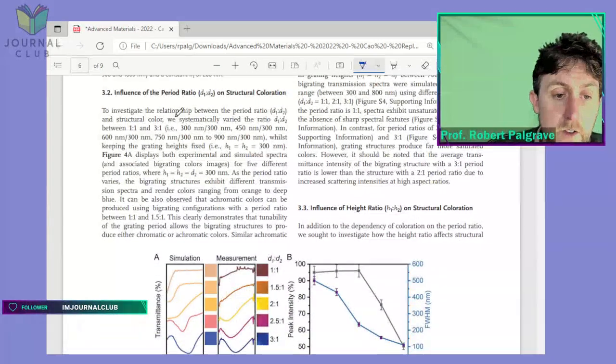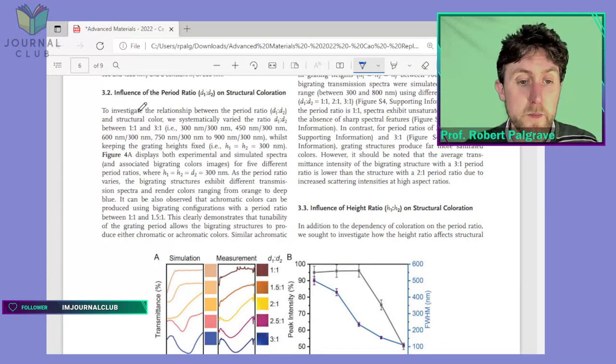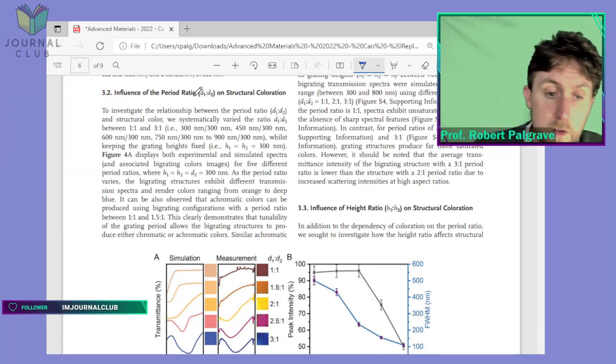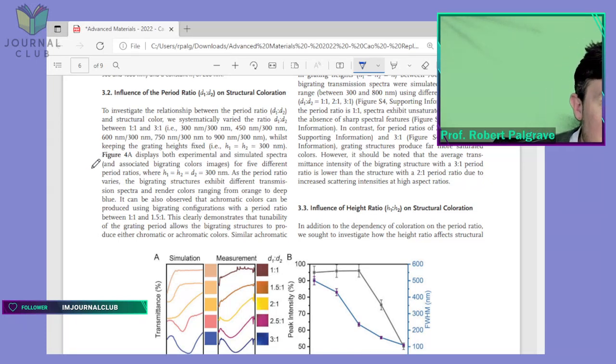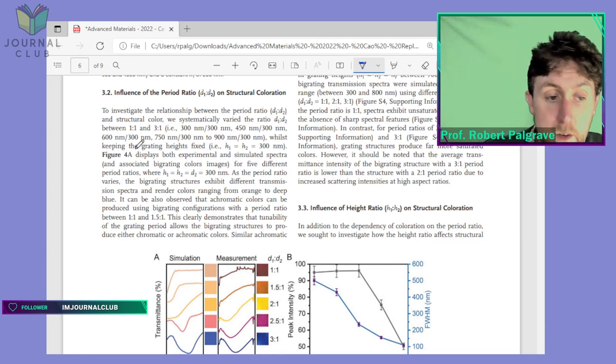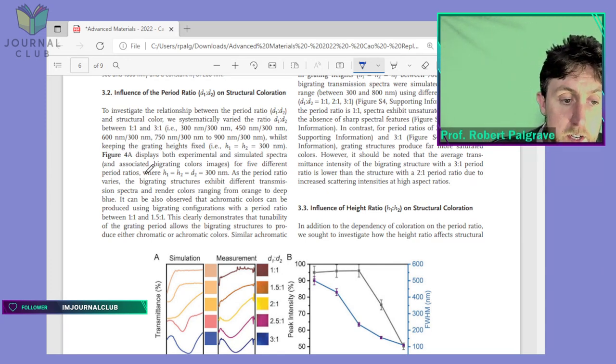So to investigate the relationship between a period ratio D1 to D2 and structural color, we systematically varied ratio D1 and D2 between 1 to 1, ratio 1 to 1 to stay the same, and 3 to 1. Again, they give the ratios there. Whilst keeping the grating heights fixed, so figure 4a displays both the experimental and simulated spectra and associated bigrating color images for 5 different period ratios.